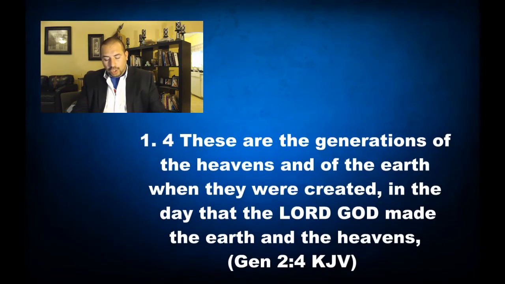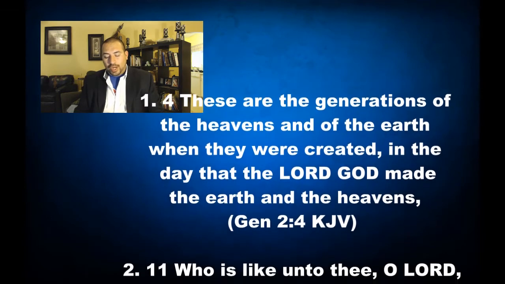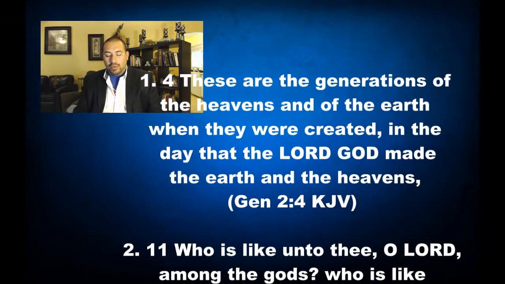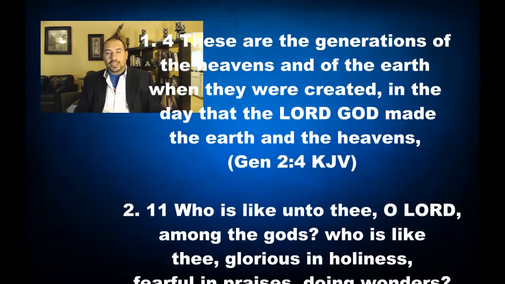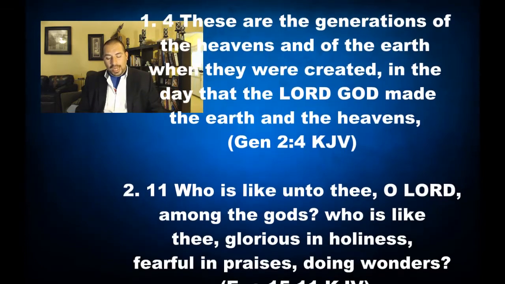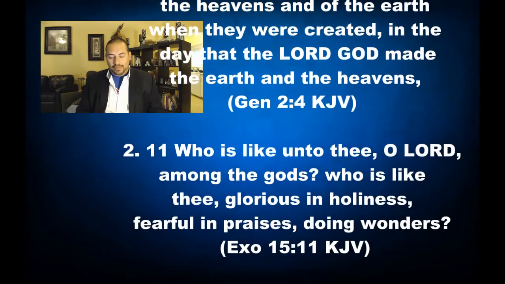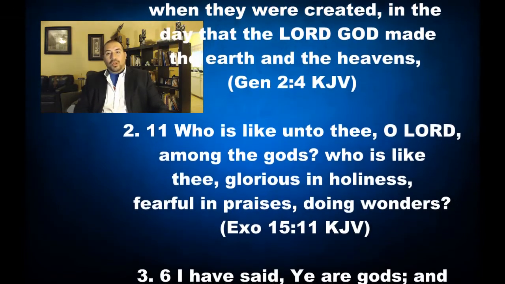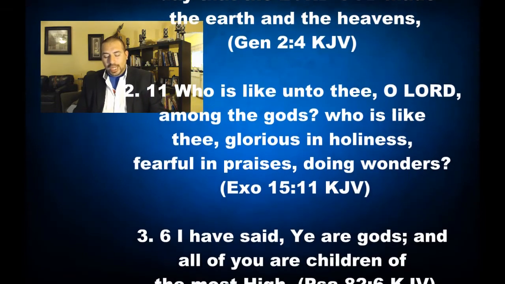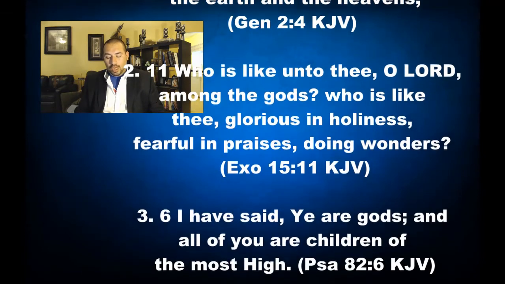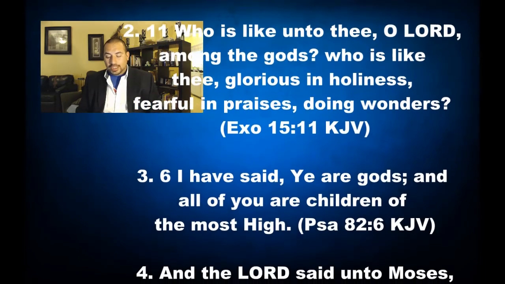Okay, so Genesis 2:4, it says, "These are the generations of the heavens and of the earth when they were created in the day that the Lord God made the earth and the heavens." That's Genesis 2:4. Next verse is Exodus 15, verse 11. Now remember, we're looking at the usage of the word God here. 11 says, "Who is like unto thee, O Lord, among the gods? Who is like thee, glorious in holiness, fearful in praises, doing wonders?"